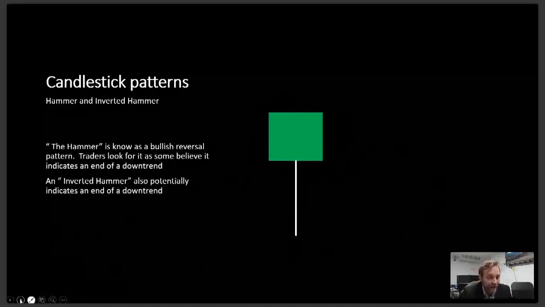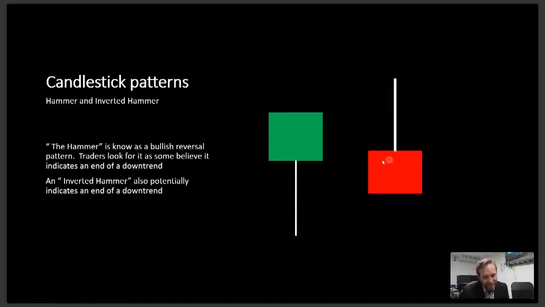The inverted hammer, again, they look for this to potentially see if they can identify if the trend is possibly changing. And it looks like this. Again, you have the body, but this time you have a long wick above it. Again, maybe it looks like a lollipop, but some people say it looks like a hammer.